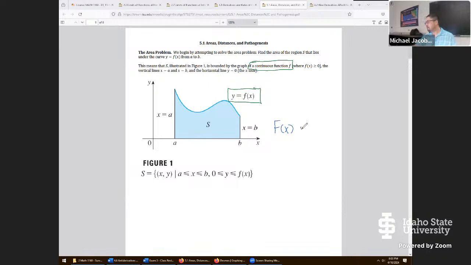F of x is the antiderivative of that lowercase f of x. And now it turns out this area that's under the curve is simply the antiderivative evaluated at the upper value, b, minus the antiderivative evaluated at the lower endpoint, a, and that's an exact area.